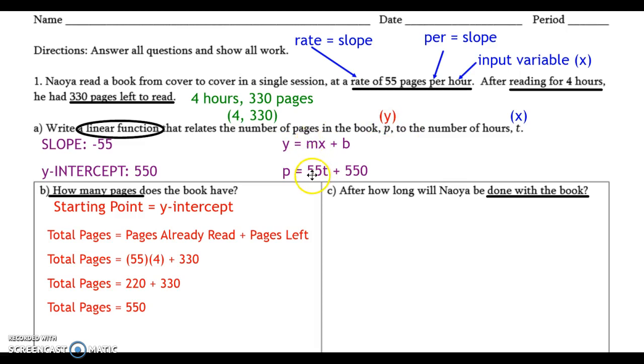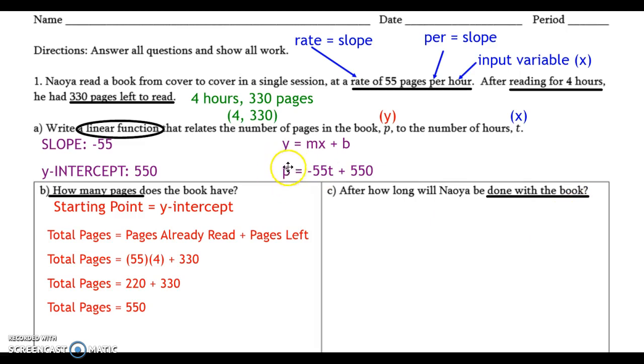The slope is not 55, but negative 55. We've identified that before. The x value is t, as we said before, and also the newly acquired y-intercept is 550. Now what we're going to do with this linear function is try to answer letter C. After how long will Naoya be done with the book? Now keep in mind, being done with the book means that there are no more pages left.